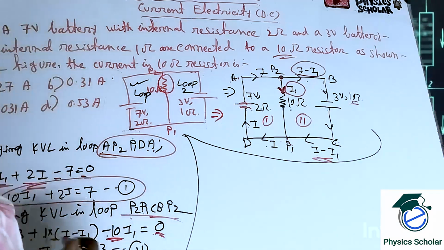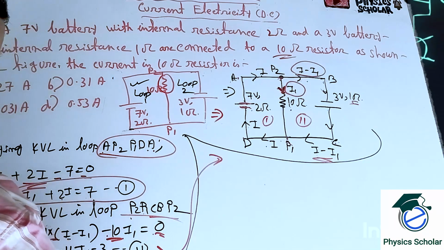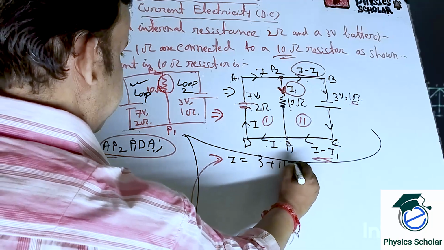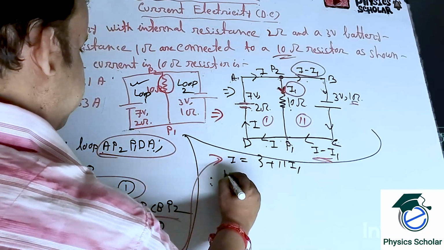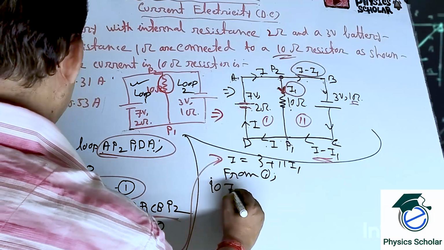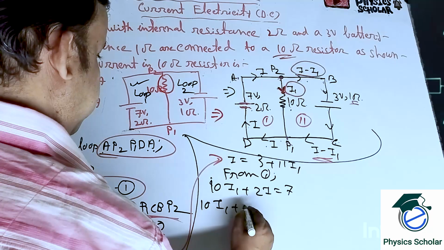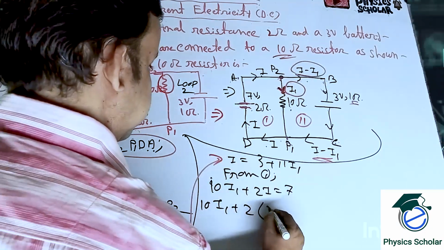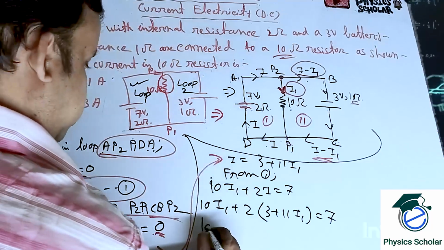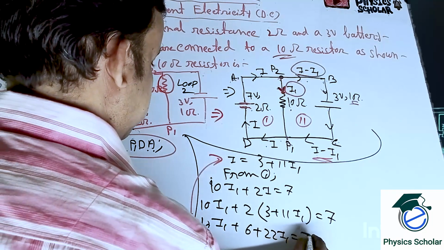Now from this, we have to find out the value of I. So here I is equal to 3 plus 11 I1. From equation 1, we get 10 I1 plus 2I is equal to 7. So 10 I1 plus 2 into I means 3 plus 11 I1 is equal to 7. Clear? So 10 I1 plus 6 plus 22 I1 is equal to 7.